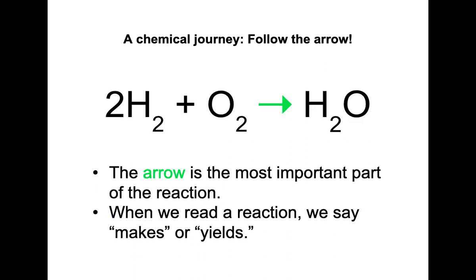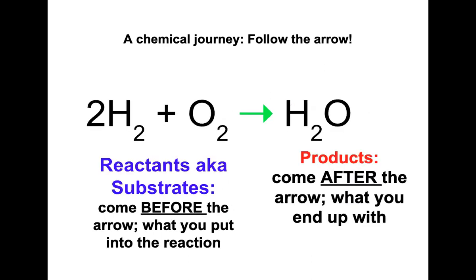So when you see a chemical reaction, an equation, there is always an arrow. And that arrow is the most important part of the reaction. And the reason is because that's what's telling us what's being made. So essentially, we are saying what it's making or yielding. Okay? So hydrogen and oxygen are making water, H2O. So this is important to know. These are going to come back later as well.